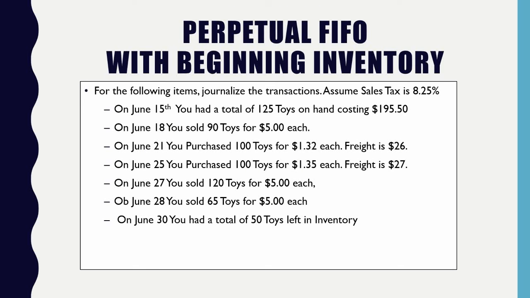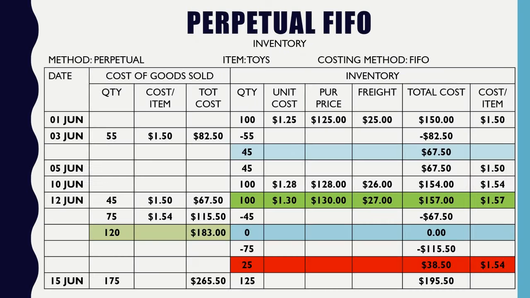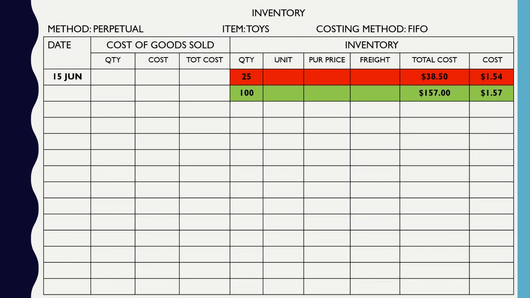So, of course, we also have to know, well, what happens when we have beginning inventory? Okay, so in this case, on June 15, you had a total of 125 toys on hand, costing you $195.50, which we just calculated from the previous section, right? Here it is, okay? So the first thing you need to do is recognize that you have beginning inventory. You're going to pull that information and place it here, and it's going to be kept in the same order, right? We remember our first batch that we purchased was the red one, and then we bought our green one. So there you go. We placed it into our inventory as is before we start our worksheet.